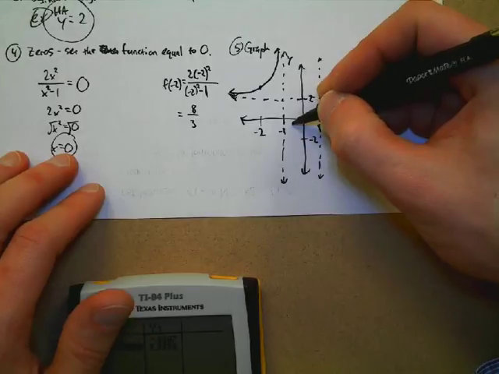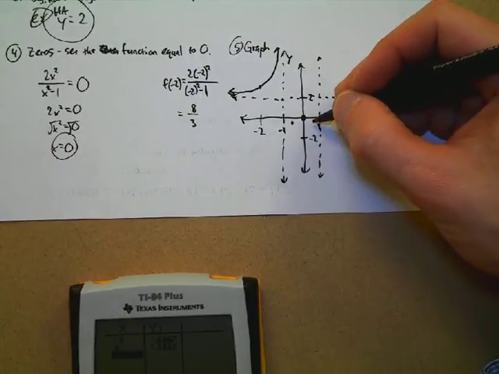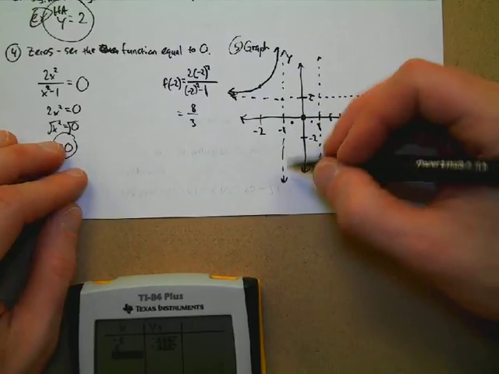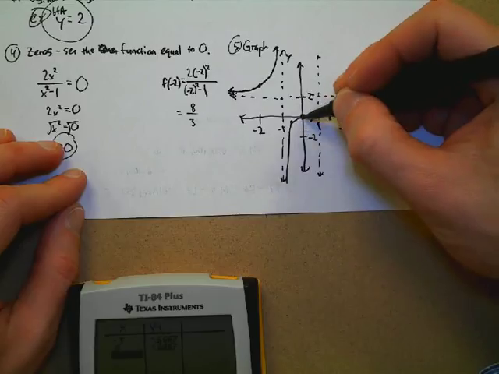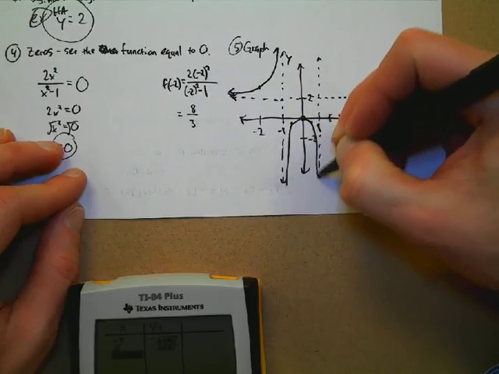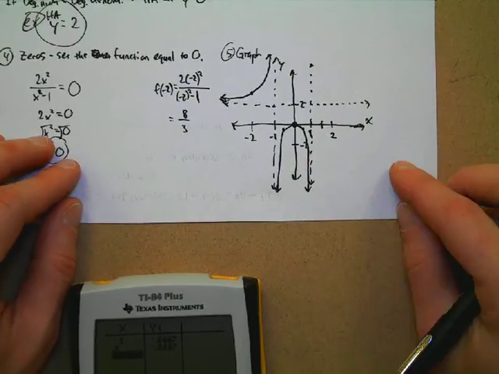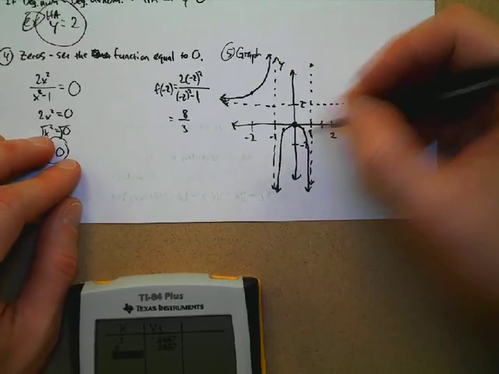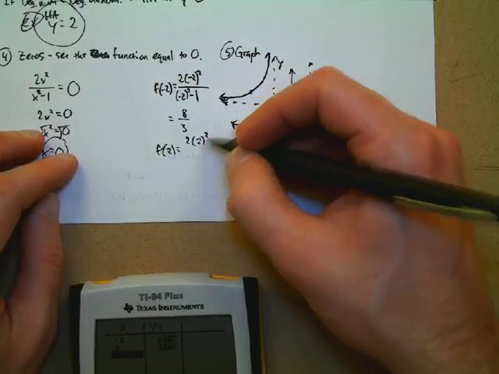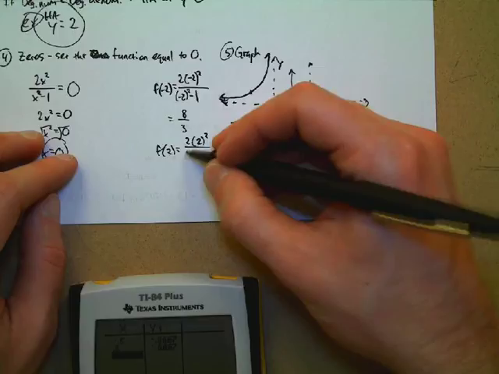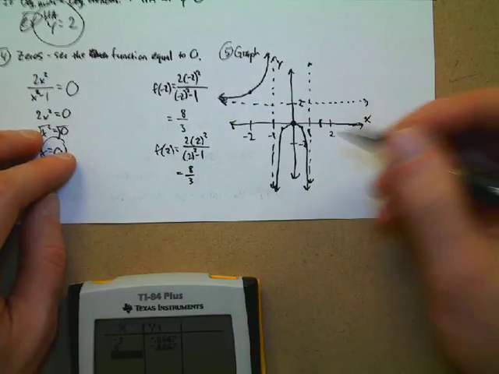And then again, I'll pick 2 and evaluate f of 2. It's going to be 2 times 2 squared over 2 squared minus 1, and so I get 8/3. So it's 2 comma 8/3. Again, by symmetry, we get this point, and that one point is enough to say what the graph is going to be like. So there's a lot going on there, but there's the graph.